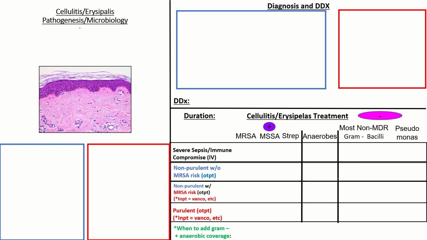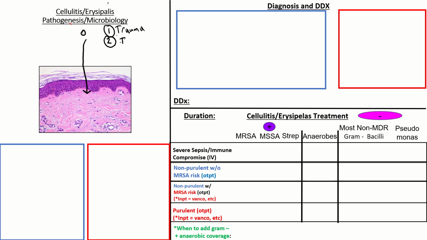So, let's go through cellulitis and erysipelas: pathogenesis, microbiology, diagnosis, differential, and treatment. So for the pathogenesis and microbiology, what really puts you at risk for cellulitis is any introduction of bacteria into the skin, getting through that epidermal layer into that dermal layer as well. So, this can happen with anything like trauma, cuts, abrasions that can decrease that skin layer to increase risk of cellulitis.